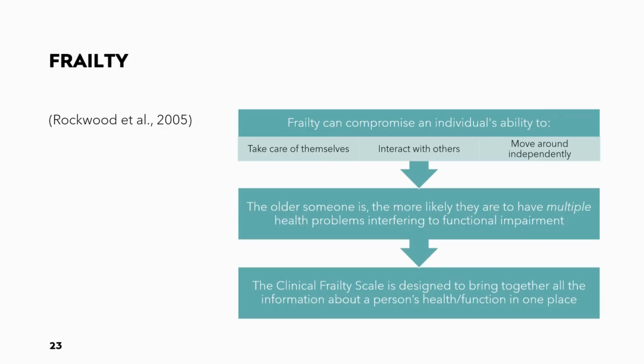In one of his studies, and this was a study from quite a while ago, frailty compromises an individual's ability to do functional things, really. So how we take care of ourselves, how we interact with others, how we move about independently in the world. And the older someone is, the more likely they are to have medical health problems. And the more medical health issues that we have, the more likely you are to have functional impairment. And as you'll see, functional impairment corresponds with frailty.